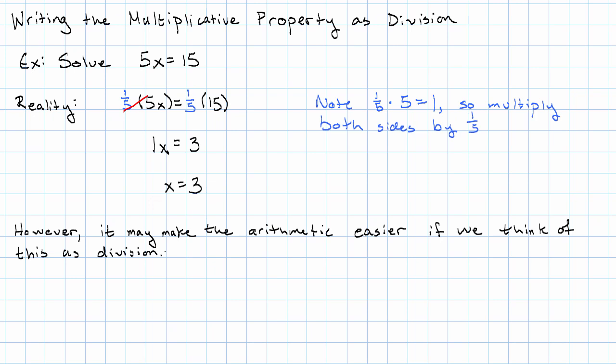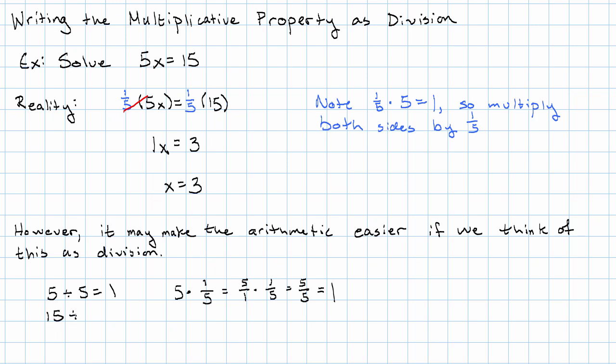However, it may make the arithmetic easier if we think of this as division. Why? Well, 5 divided by 5 equals 1 is a very easy arithmetic problem. On the other hand, if we didn't know that 5 times 1/5 was going to give us 1, making that computation would be relatively time-consuming.